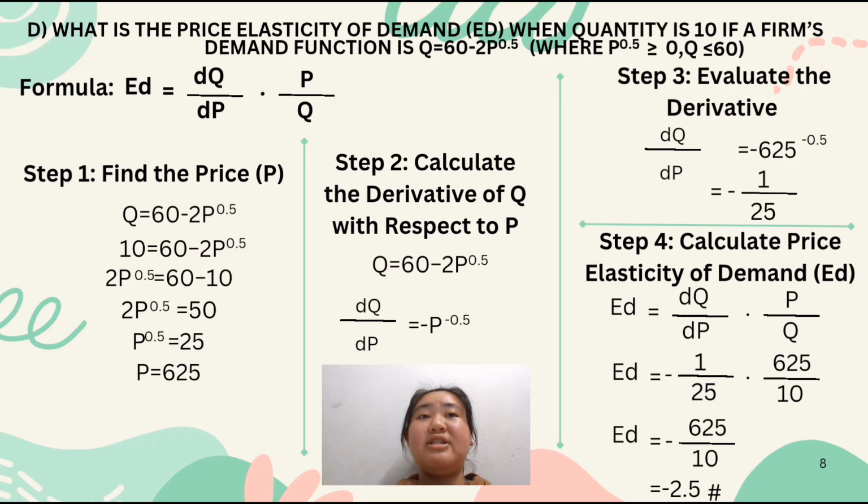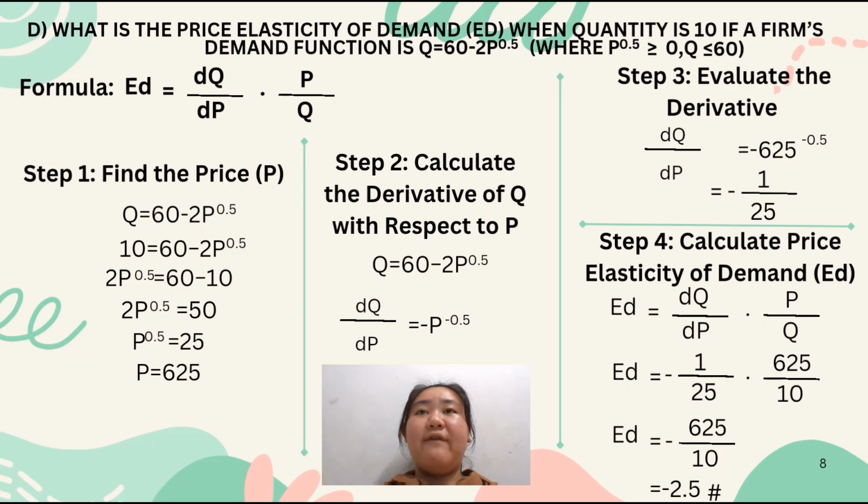After that, we rearrange the equation, which is 2p to the power of 0.5 equal to 60 minus 10. So we get 2p to the power of 0.5 equal to 50. After that, we divide both sides by 2, so we get p to the power of 0.5 equal to 25. Then we square both sides, which gives p equal to 625.